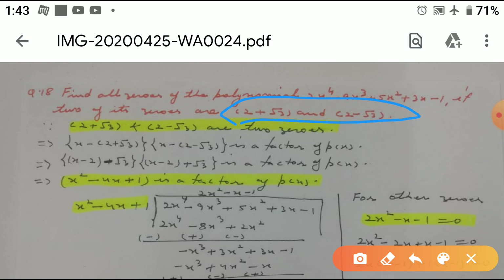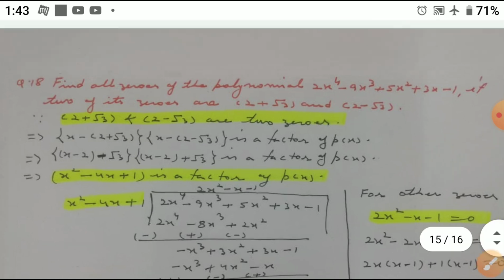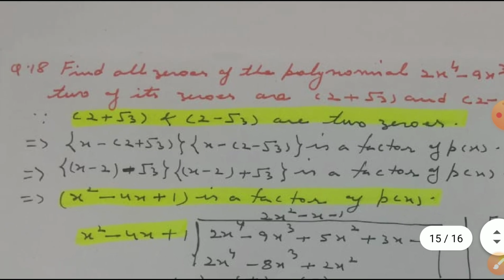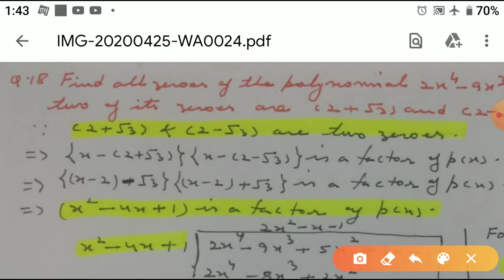If 2 plus under root 3 and 2 minus under root 3 are two zeros, then we can say that x minus this into x minus the second zero is a factor of this. When alpha and beta are two zeros, then x minus alpha and x minus beta is a factor of the given polynomial. Clear? So x minus, wait, a very important step here. Look, x minus this is a factor of this.